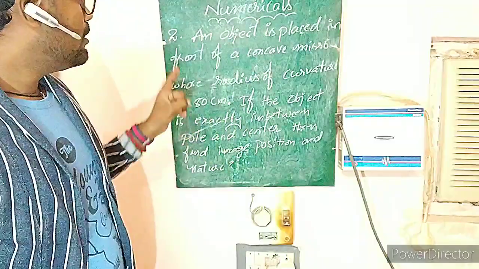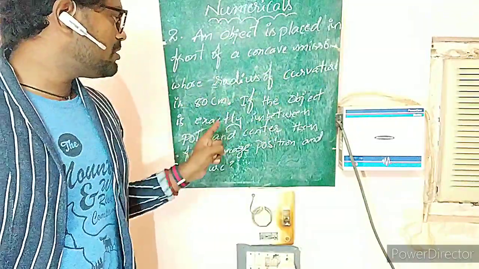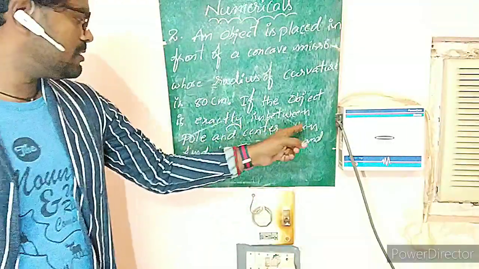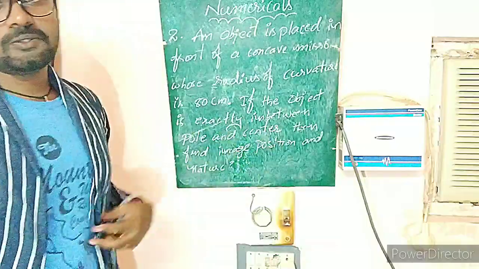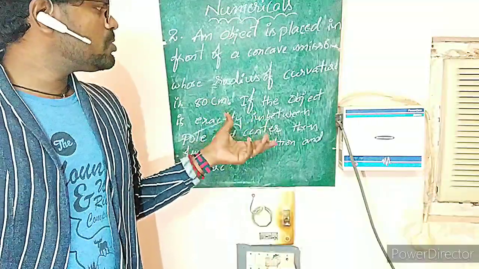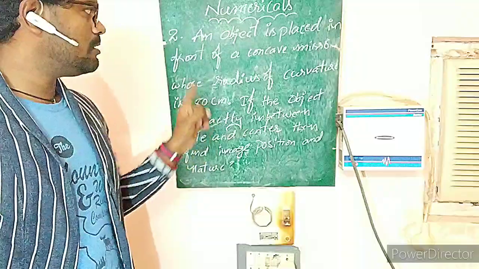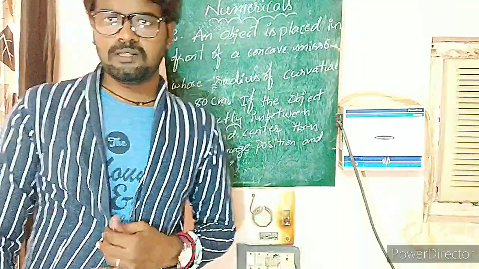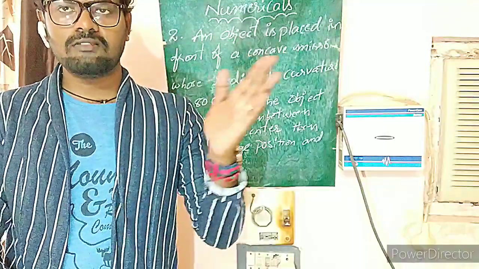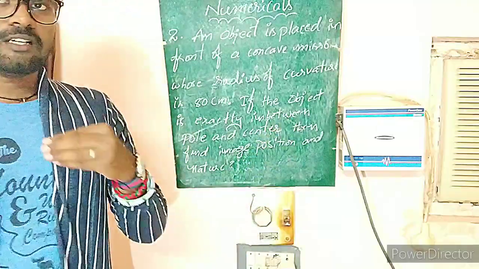Okay, the next numerical. An object is placed in front of a concave mirror whose radius of curvature is 80 cm. If the object is exactly in between pole and center, then find image position and nature. Okay, this is also an easy numerical. Based on the knowledge we have of the ray diagrams, we can easily solve this one also. See, radius of curvature was given, that is 80 centimeters. From that, focal length is 40 because focal length f is equal to radius of curvature by 2. So 80 by 2, we are going to get 40. Okay, you need not bother about this.